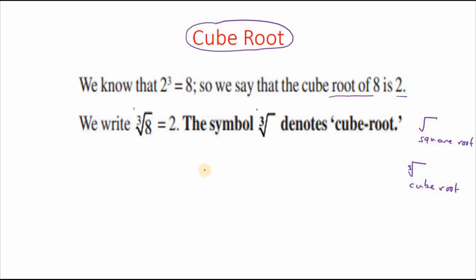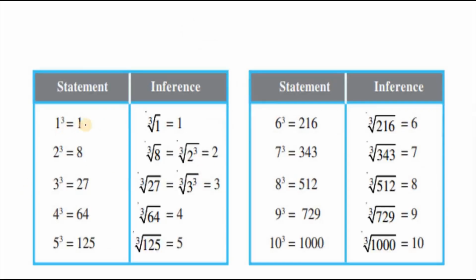Okay? So now, if 1 cube is 1, then cube root of 1 is 1. That's the inference. If 2 cube is 8, then cube root of 8 is cube root of 2 cube, that is 2. 3 cube is 27, so cube root of 27 is cube root of 3 cube. That is, cube root and cube are removed, so we have 3. The same way, 4 cube is 64.